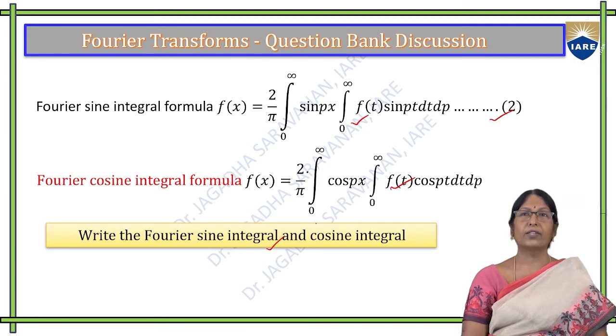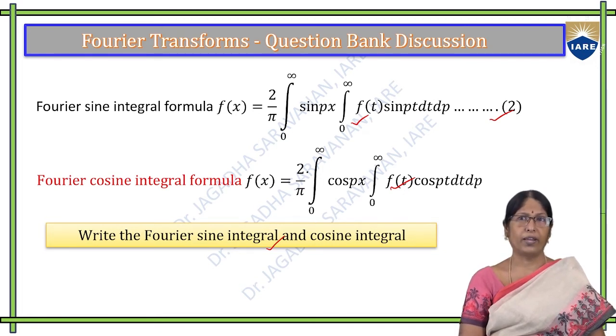So what we discussed from this is the question we can expect: write the Fourier sine integral and cosine integral. We will just reproduce it, recalling from our memory, and put the answer in the paper. According to Bloom's taxonomy, it is the first level, remember.